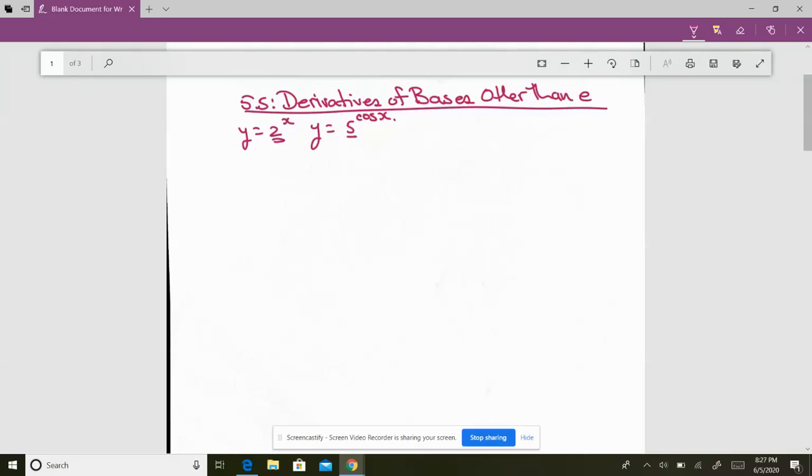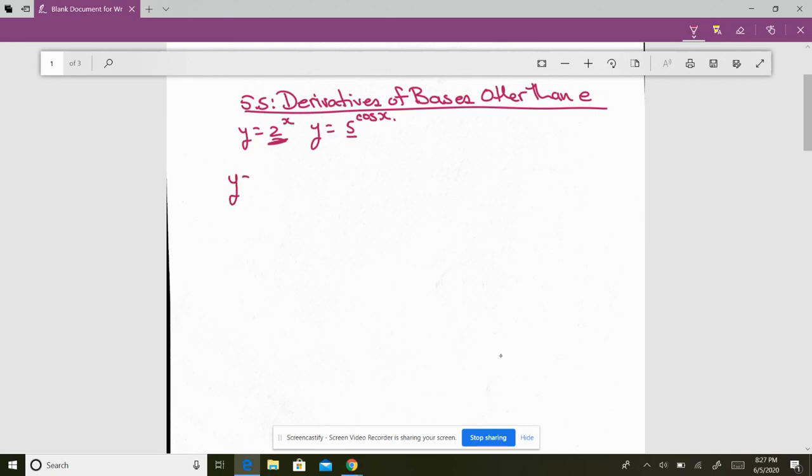Everybody. We're on 5.5, second to last lesson of Calculus 12. So derivatives of bases other than e, so we're looking at things that look like this: 2 to the power of x, 5 to the power of cos x, things like that. We're going to derive the formula here.